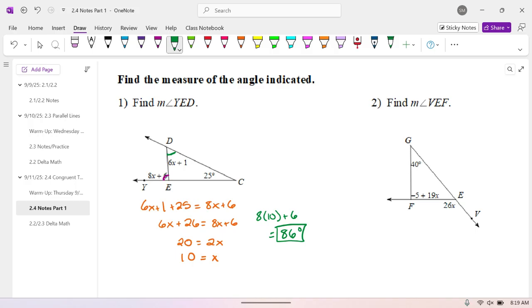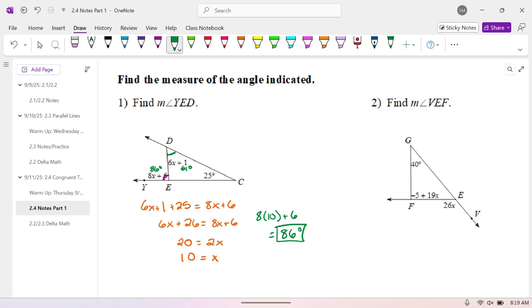Now, if that's the case, what would this angle have to be? Celia. It would have to be 61. You could have either found that by plugging it back in for x, or you could have just done 86 minus 25. Because remember, these two have to add up to this one.